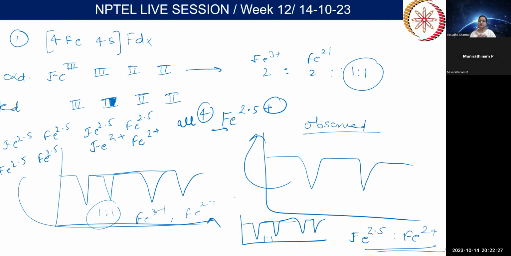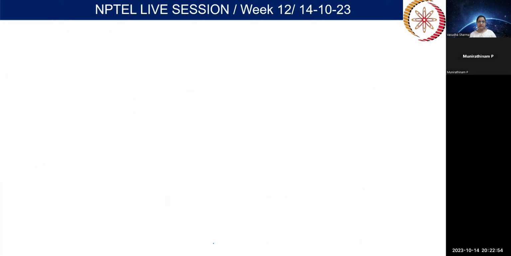So this is opposite to what we were expecting. We were expecting 3 irons in the plus 2 oxidation state in the reduced state also, so the intensity should be 3:1. But actually we got 1:1. That means from the oxidized state, we got irons having an average oxidation state of plus 2.5, and when that gets reduced, the 2 irons at 2.5 turn to iron 2, and therefore we see a 1:1 kind of spectrum.